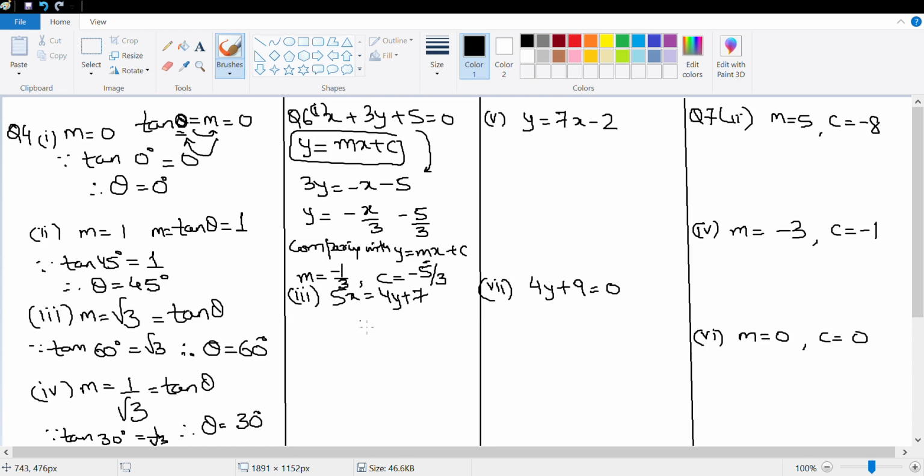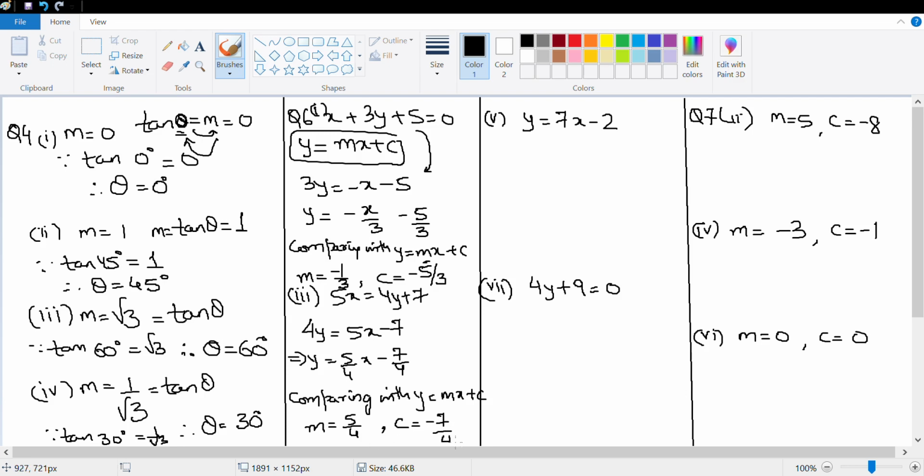It says 5x is equal to 4y plus 7. Let's write it with y as the dependent variable. So 4y is equal to 5x minus 7, which means y is equal to 5 by 4 x minus 7 by 4. Now comparing with y is equal to mx plus c, I get m is equal to 5 by 4 and c is equal to negative 7 by 4. Perfect. Let's move on and do question number 6, part 5.